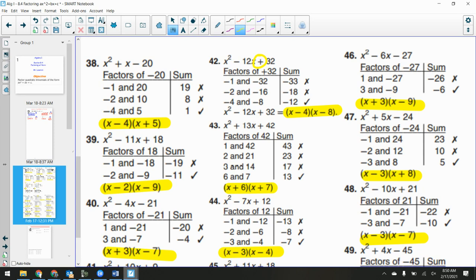38 is x minus 4 times x plus 5. 42 is x minus 4 times x minus 8. 46 is x plus 3 times x minus 9. Wait, it's going down. That's what it's doing. Oh, okay. 38, 39, 40, 42, 43, 44. It looks like I've got the rest of them down there too. So it's kind of jumping around a little bit there. Just check your answers.